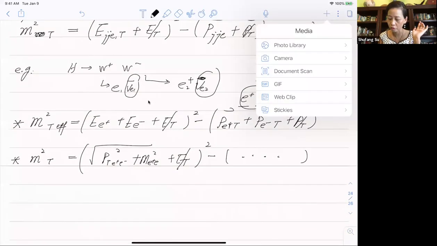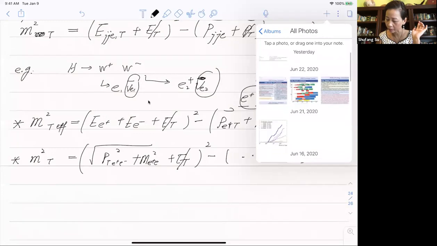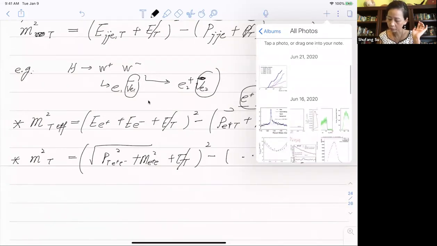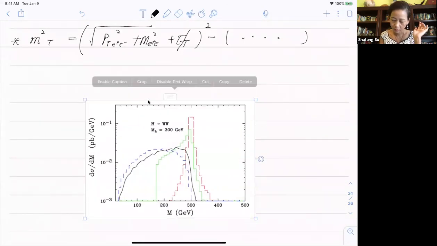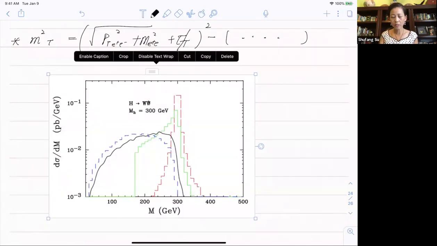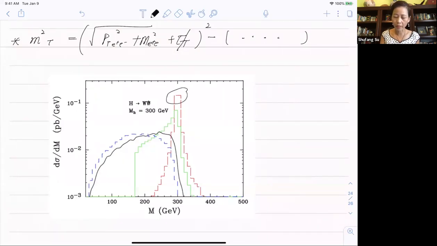Okay, so let me show you what they actually look like. This is the example I just gave you, H goes to W+ W-. The red one here is the true invariant mass distribution, a very nice Gaussian peak right at the mass of the Higgs. So that's not the Standard Model Higgs, it's some other heavy Higgs. For example, if both W's decay into four jets, then I can completely reconstruct the object.